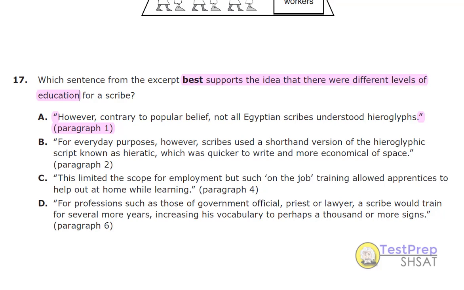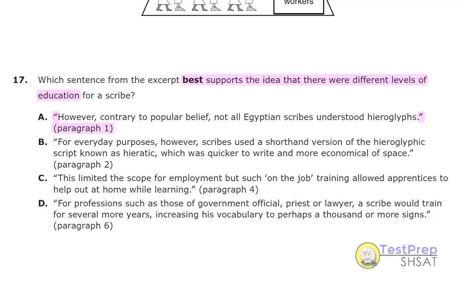B: "For everyday purposes, however, scribes used a shorthand version of the hieroglyphic script known as hieratic, which is quicker to write and more economical of space." Okay, that's factual, that's true. That does not indicate differing levels of education, again, which is the purpose of this question.